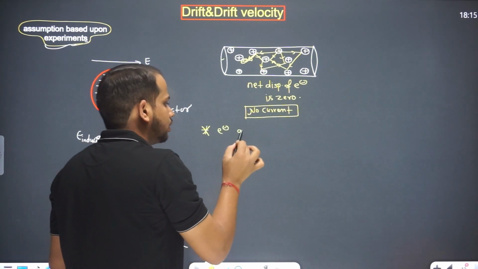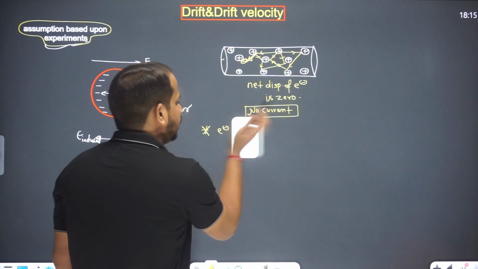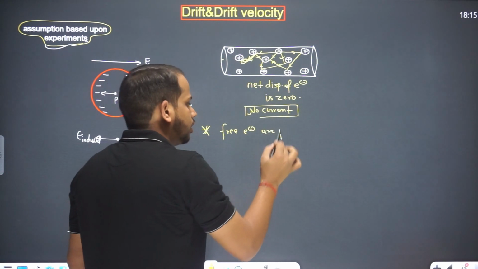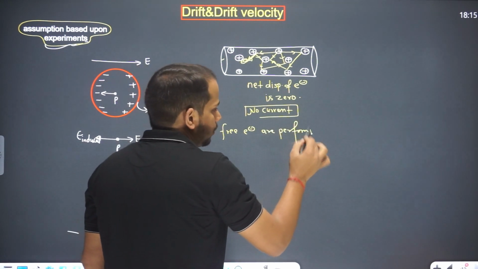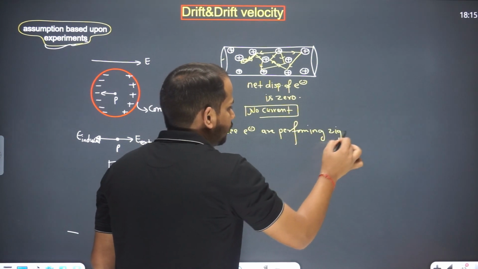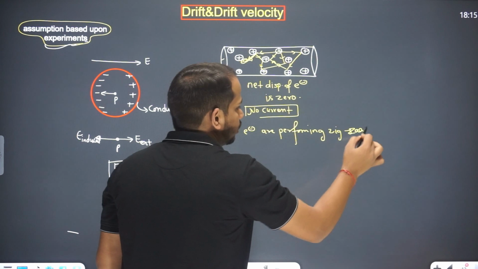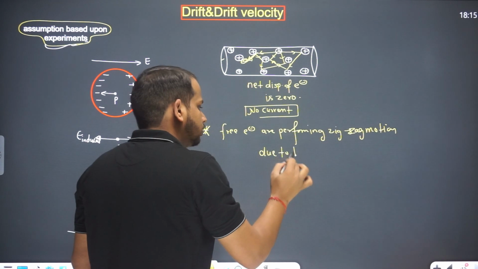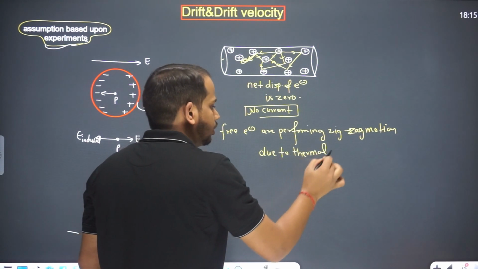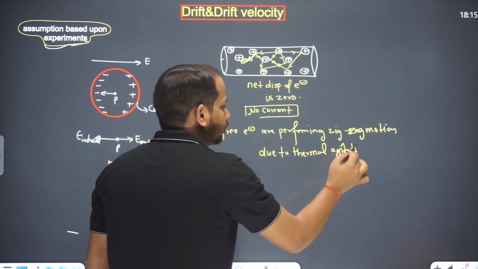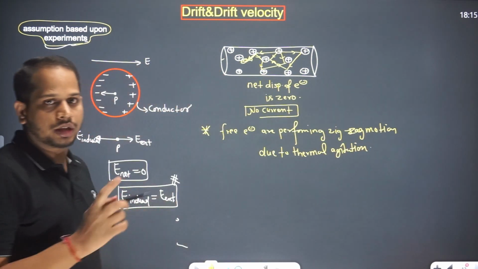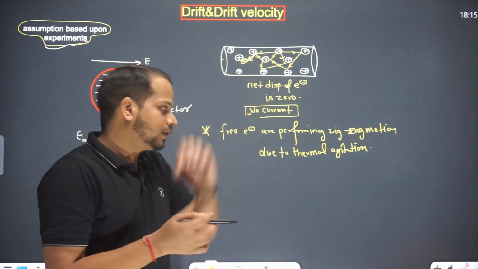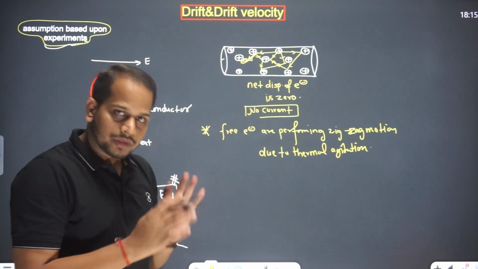The free electrons are performing zigzag motion due to thermal agitation, right? Thermal agitation. They are performing zigzag motion due to thermal agitation, and there is a collision with the fixed ions over there, right? That's why they are performing zigzag motion. But what is the net displacement? Zero. That's why the current is zero.